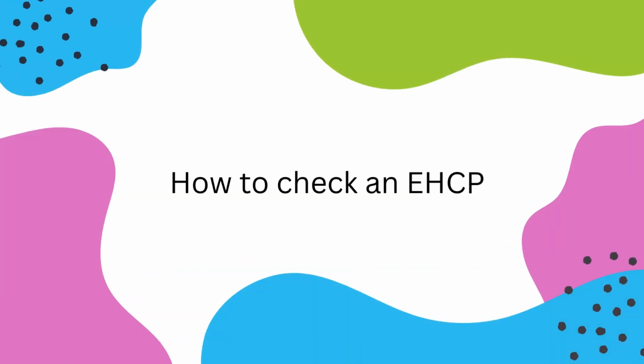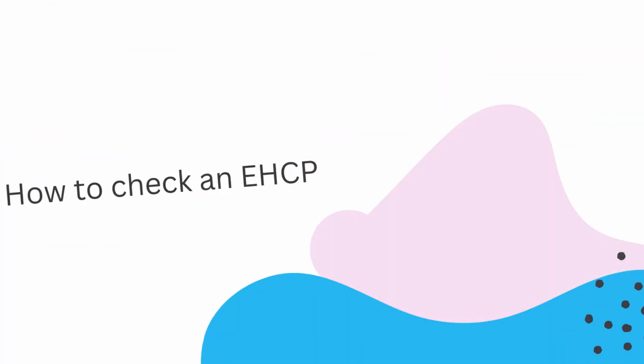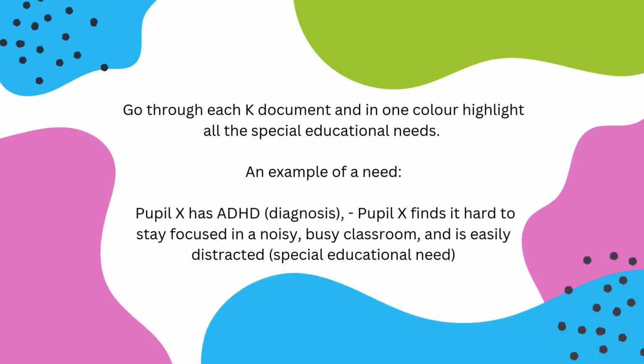How to check an EHCP. Go through each K document and in one color highlight all the special educational needs. An example of a need. Pupil X has ADHD. This is a diagnosis. Pupil X finds it hard to stay focused in a noisy, busy classroom, and is easily distracted. This is a special educational need.